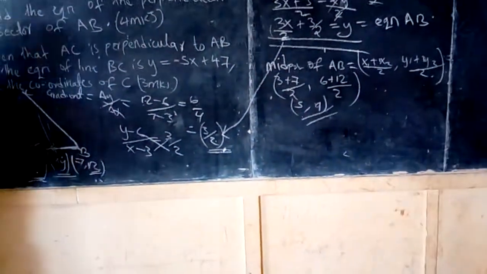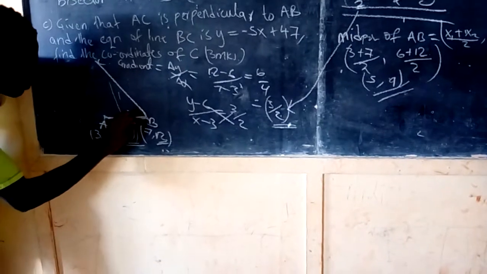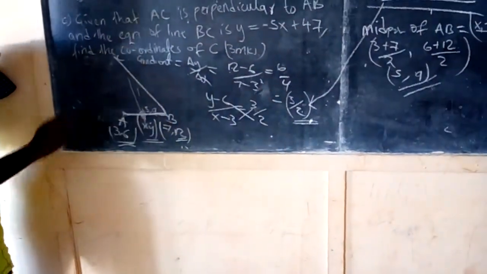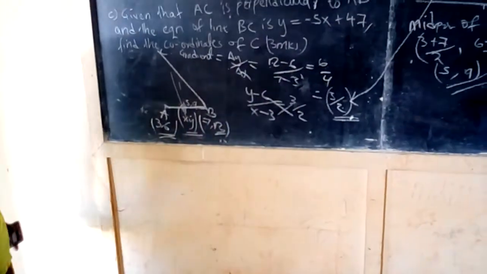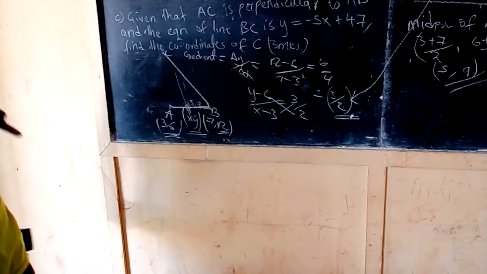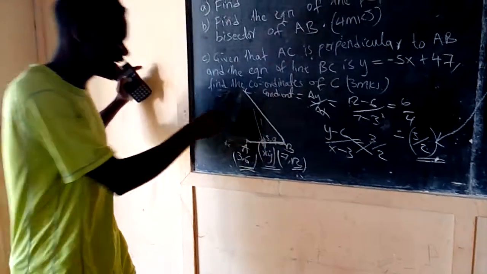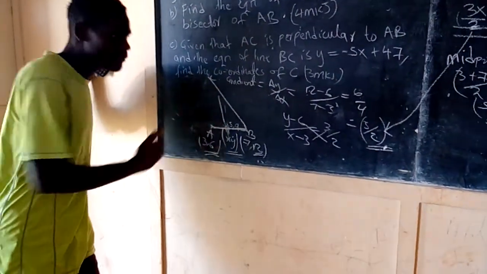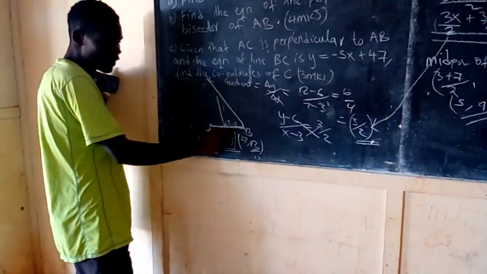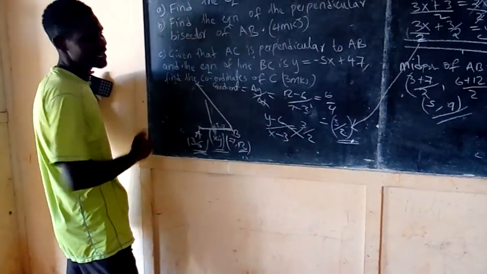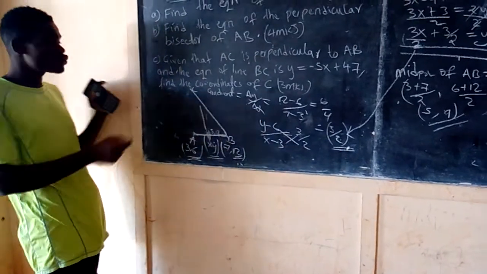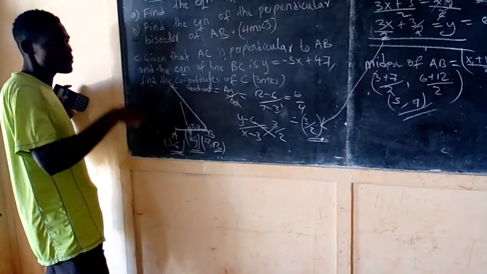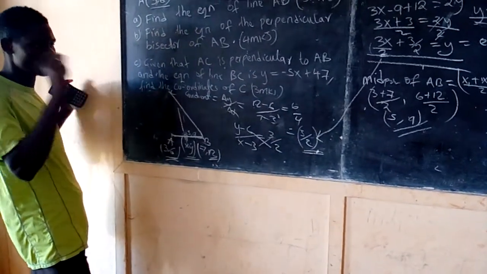Now this point here is (5, 9). I have that one there. Then, for the perpendicular bisector to this line, we need to find its equation. We must have its gradient, and we must have one of the points, which we found now. But to find this gradient, because we don't have another point, we cannot find it using points, but we can find the gradient in relationship to perpendicular lines.